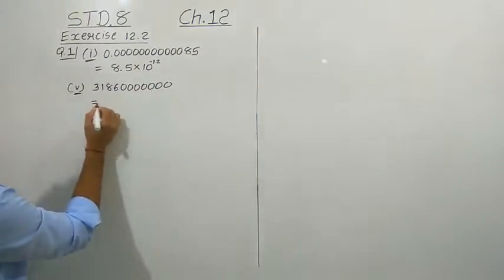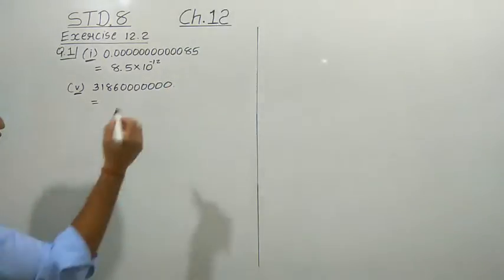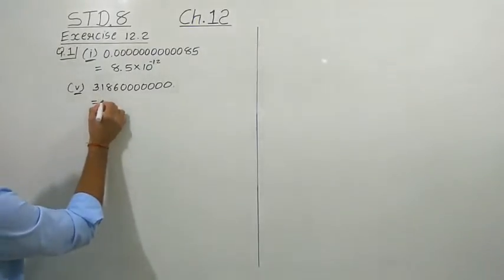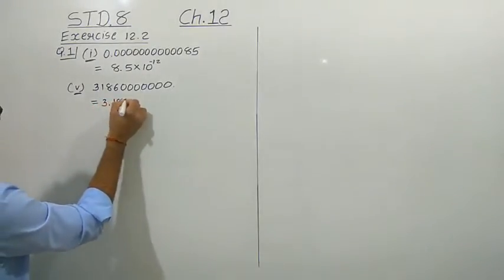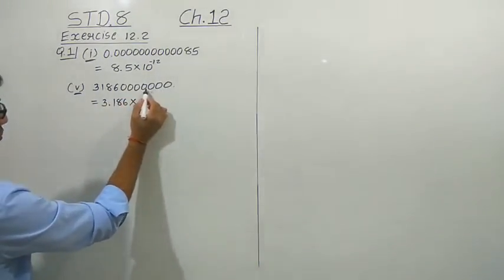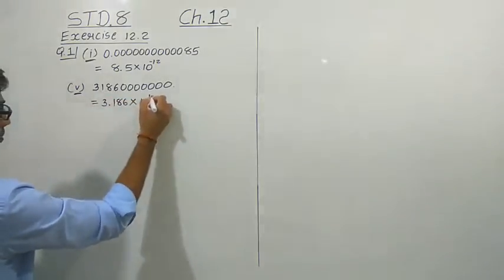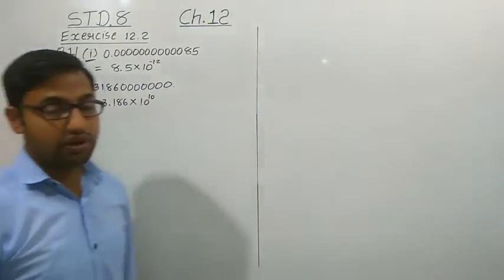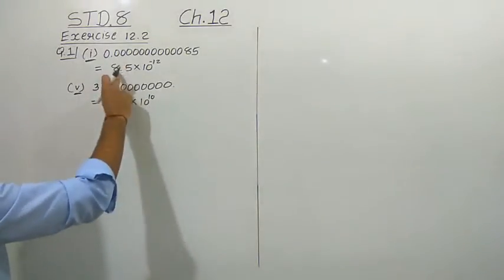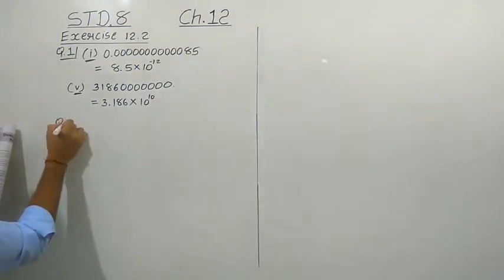Again here the decimal point is not there in the number, so it will always be at the right hand side. We have to shift this decimal point to the left hand side, up to after 3. So here we get 3.186 into. Now how many places are we shifting? 1, 2, 3, 4, 5, 6, 7, 8, 9 and 10. So 3.186 into 10 raised to power 10. This is how we can convert very large numbers and very small numbers into the standard form. Okay, now let us see question number 2.